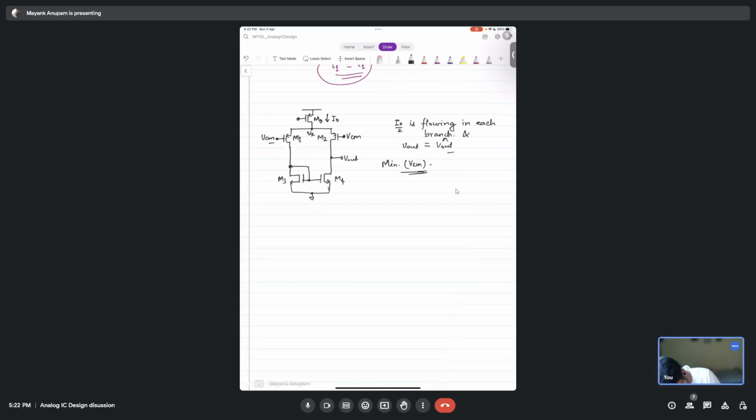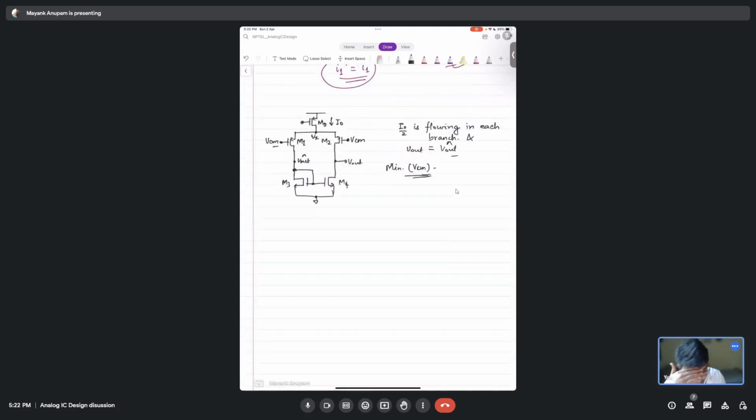Fine. So now let's see what will happen if VCM starts to go down. Both are VCM, right? So what will happen if VCM goes down? The current I naught by 2 will be reduced, sir. Why should it reduce? Again, I naught by 2 is enforced by these two, right? So it should not reduce, isn't it?